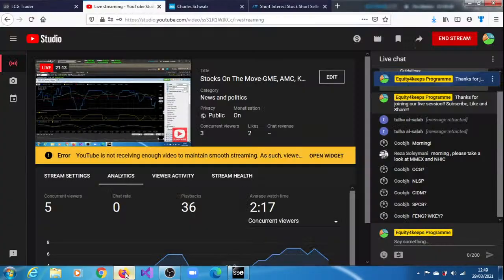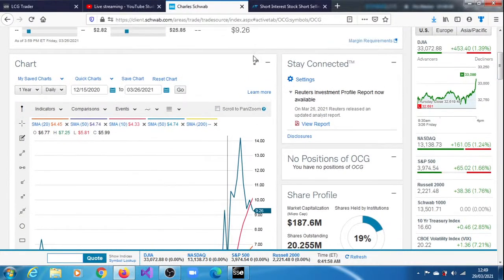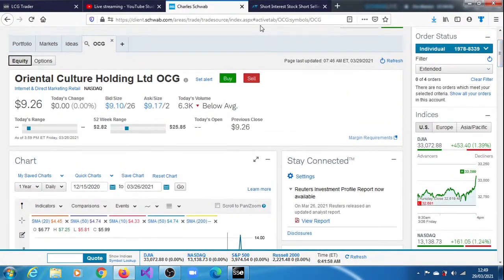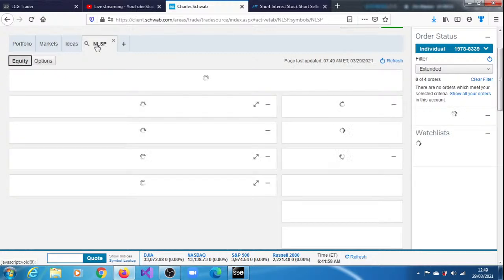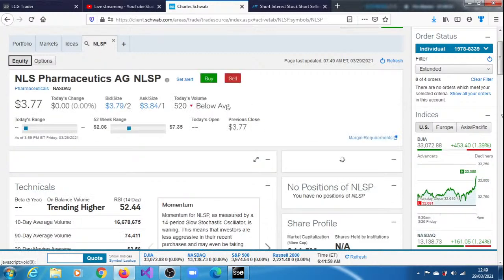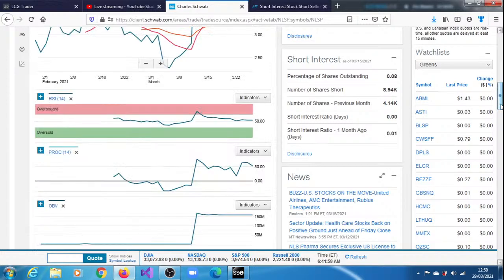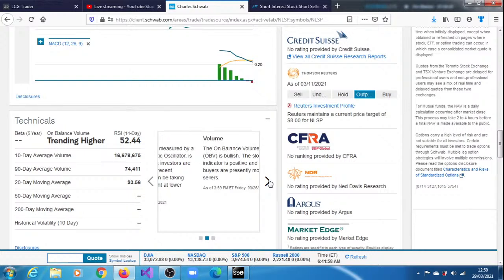So let's see what the readout here says. Okay, momentum for NLSP as measured by 14-period slow stochastic oscillator is waning. This means that investors are less aggressive in their recent purchases and may even be taking profits from positions bought at lower prices. So just as it was in OCG, that seems to be the case.